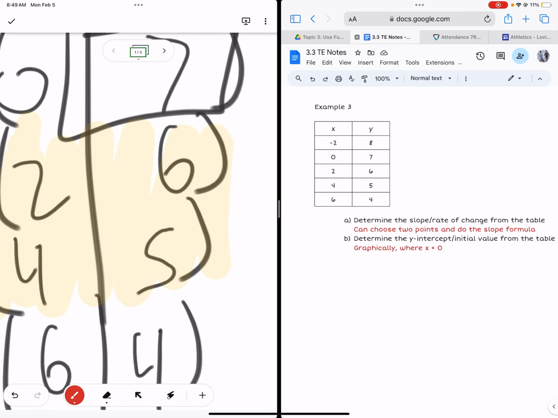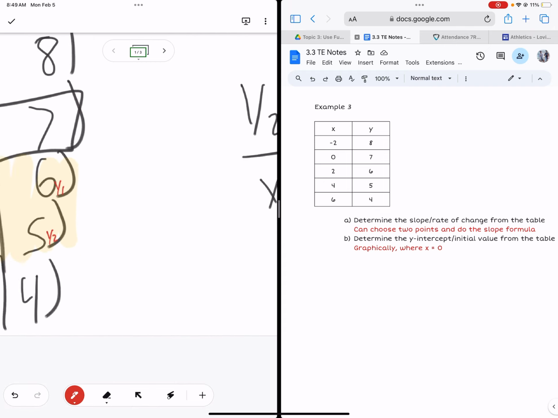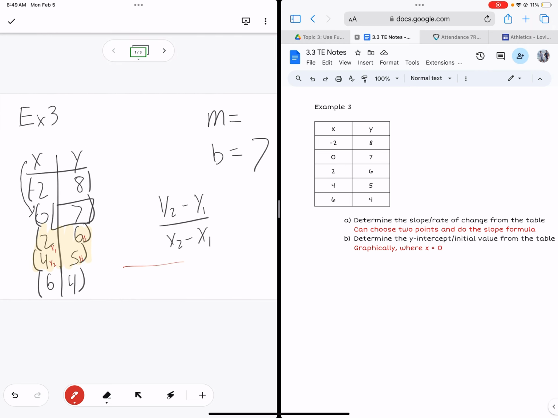Make 2 and 6 your 1s. So this is x1, this is y1, this is y2, this is x2. Now I can just plug into my formula. So if I plug it in, I'll get 5 minus 6 over 4 minus 2. And then 5 minus 6 is negative 1. And then 4 minus 2 is 2. So my slope is negative 1 over 2, or negative 1/2, right? So you found your slope and you found your y-intercept using the table.